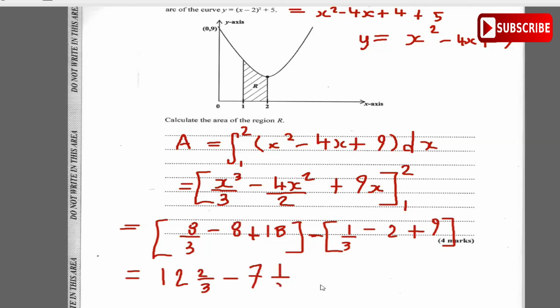When you work this out, 12 and 2 over 3 minus 7 and 1 over 3. That's 5 and 1 over 3. And I like to write in improper fraction, so I'm going to leave it as 16 over 3. And that's units square. That's the area, 16 over 3 units square. Nice and easy.